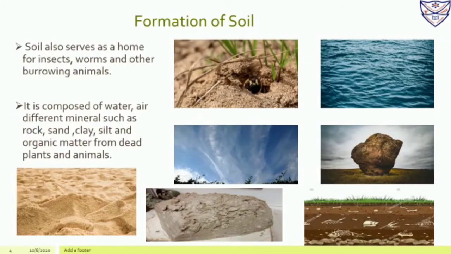Soil is also home to many insects and animals. Soil also serves as a home for insects, worms and other burrowing animals. It is composed of water, air, different minerals such as rock, sand, clay, silt and organic matter from dead plants and animals. Here you can see some pictures where soil is a home for many insects and animals. Here it is made of rocks, dead plants and animals, etc.